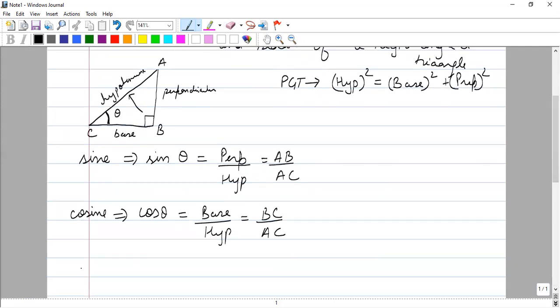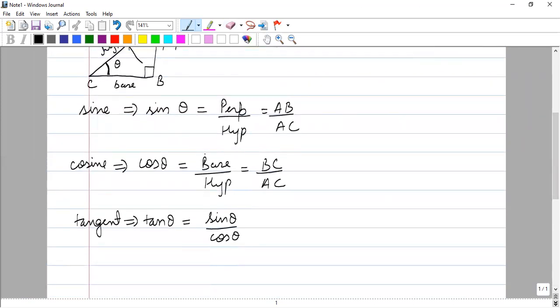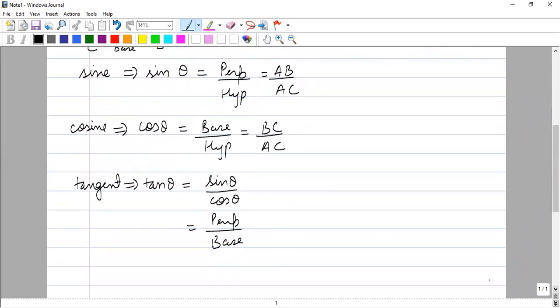And the third ratio is tangent. Tangent in short is said to be tan. Tan theta will be the division of these two, sine and cos: sine theta upon cos theta. Sine theta is perpendicular upon hypotenuse and cos theta is base upon hypotenuse. When we divide the two, we get perpendicular upon base. The perpendicular here is AB in the given situation, and the base is BC.